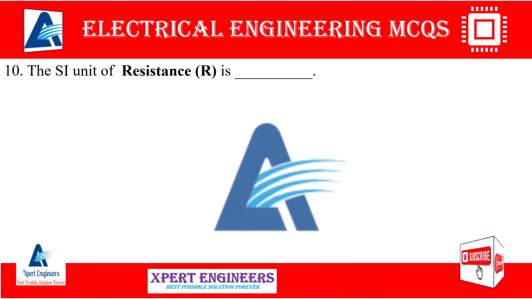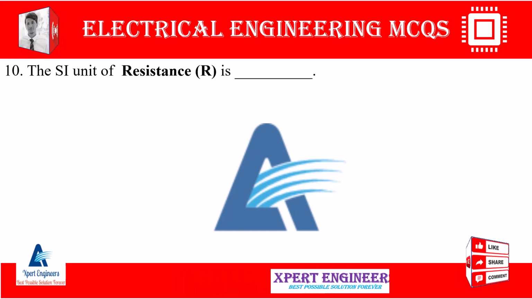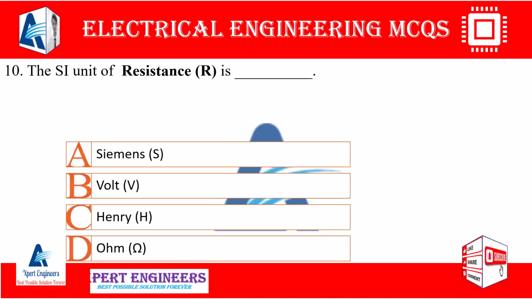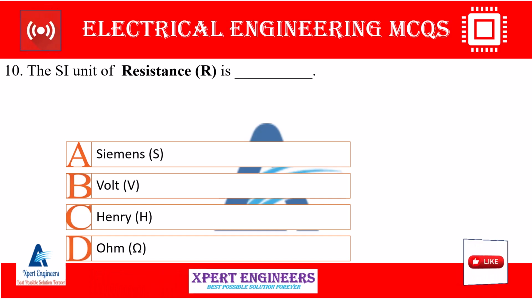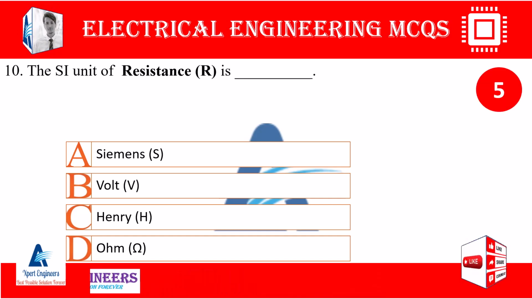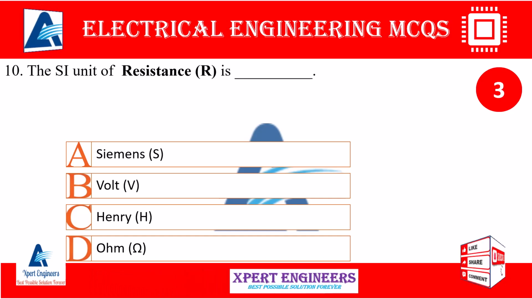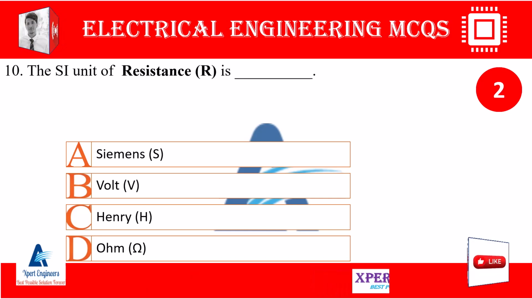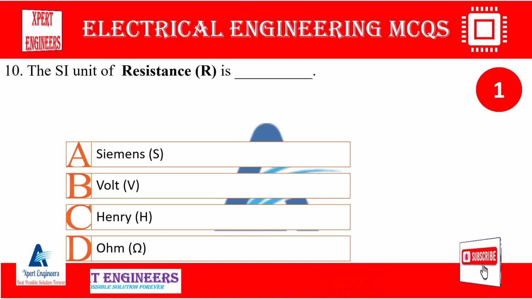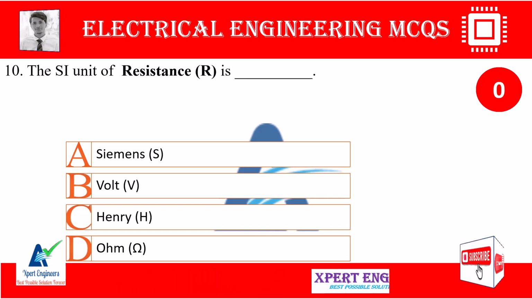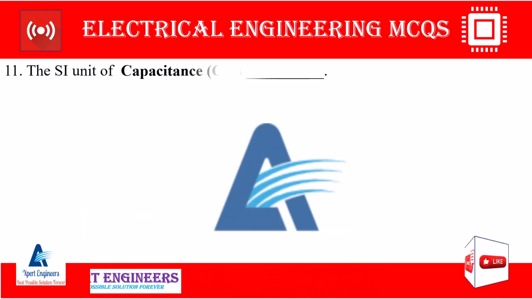Next is the SI unit of resistance is dash. A. Siemens, B. Volt, C. Henry and D. Ohm. The correct option is D. Ohm. The SI unit of resistance is ohm.